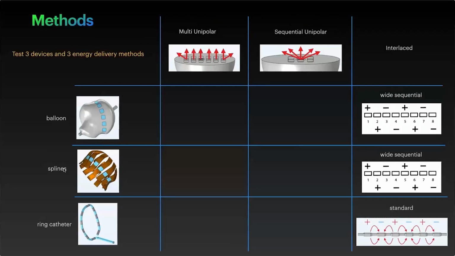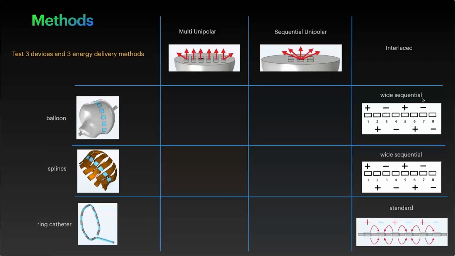Okay, so for the complete anatomical models, I looked at here the rows. These are the combinations. There are 3 rows, the same devices that we looked at before: balloons, splines, and ring catheter, and then 3 energy delivery methods: the multi-unipolar, the sequential unipolar, so you fire 1 electrode at a time, and then the interlaced. And there were 2 schemes for interlace.